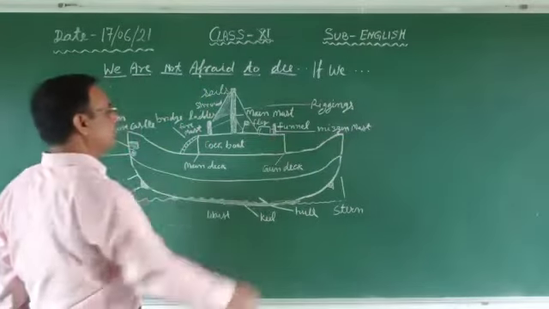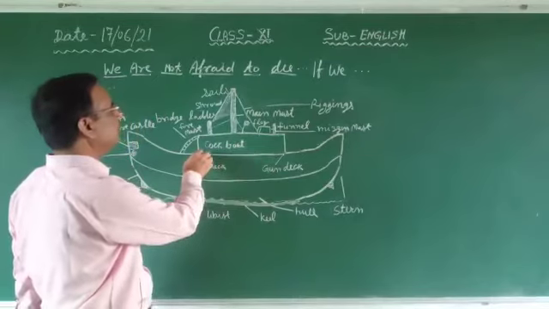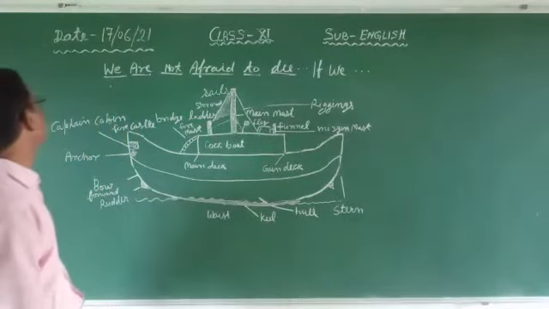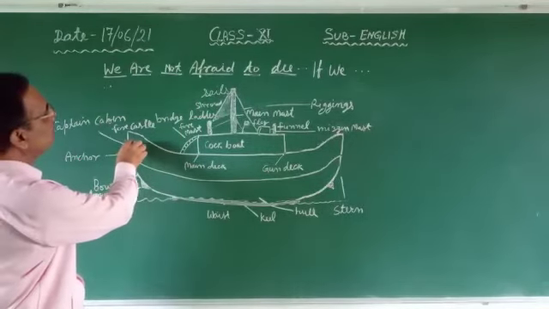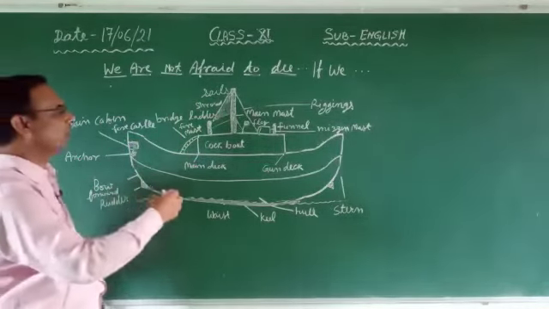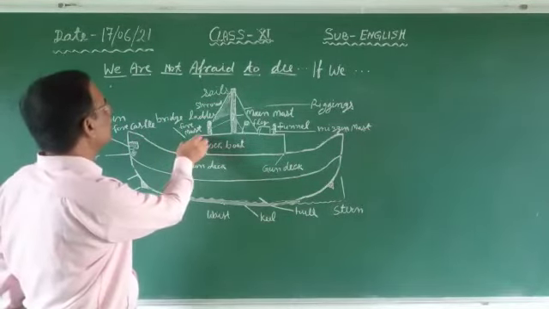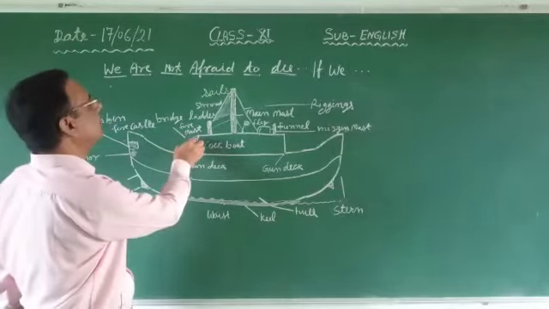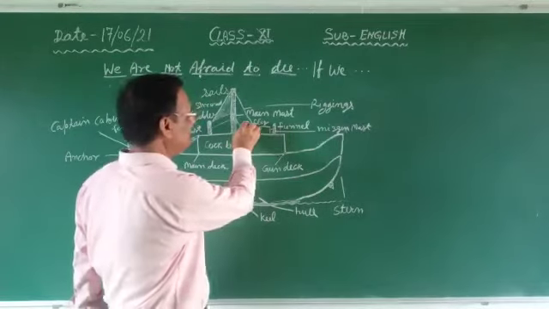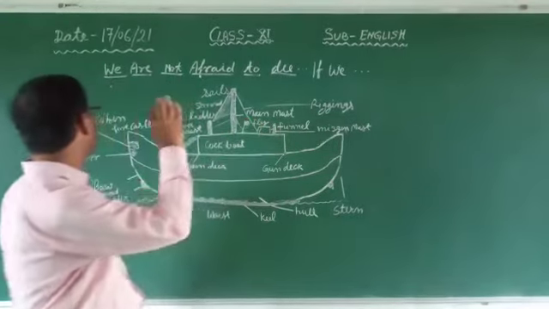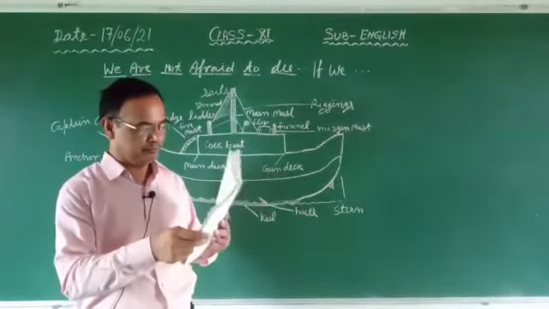Here is the gun deck and the main deck and the cockboat. Here is the captain's cabin. So I think most parts of the ship are clear to you. From here to go to the cockboat, here is one of the bridge ladders. Here is the funnel and here is the flag. So the parts of the ship are clear to you. Now let us come to the paragraph.